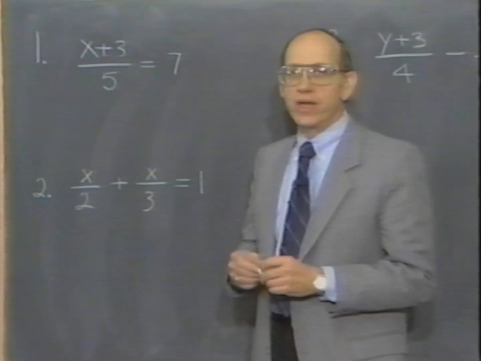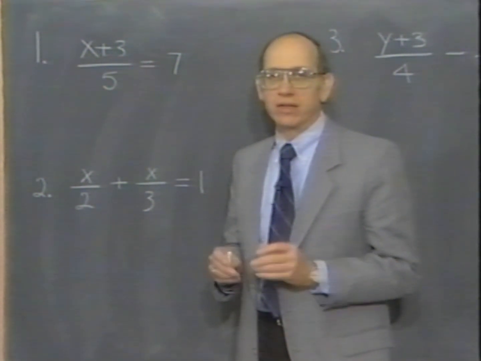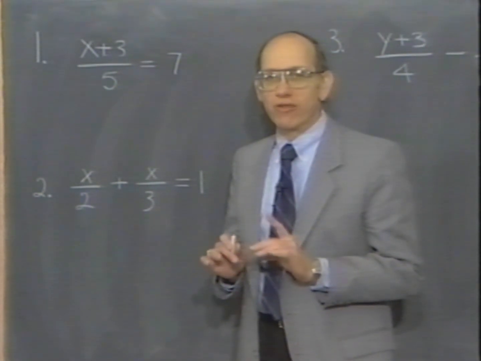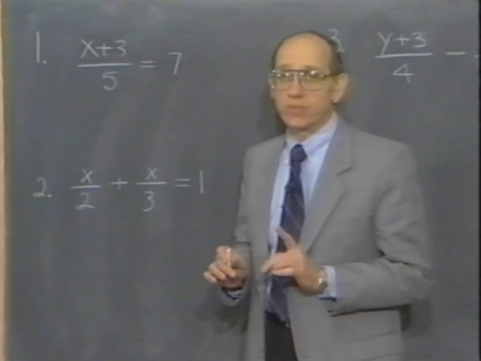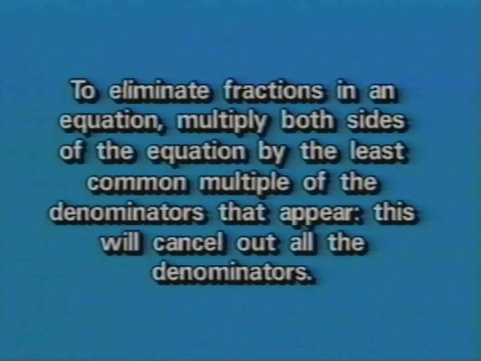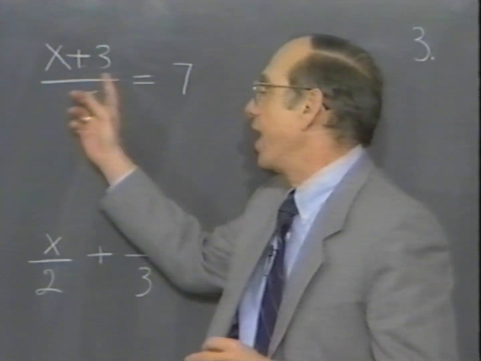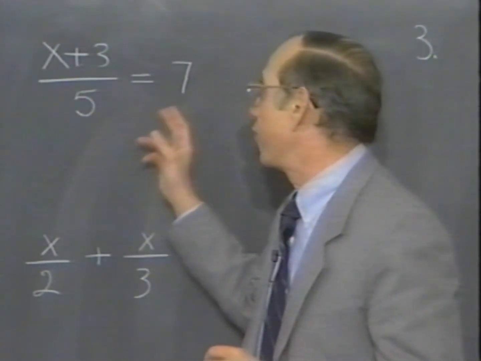When solving equations that involve fractions, usually your best bet is to try to get rid of the fractions as soon as possible. To eliminate fractions in an equation, multiply both sides of the equation by the least common multiple of the denominators that appear. This will cancel out all the denominators. For example, we look at a very simple one in number 1. x plus 3 divided by 5 equals 7.